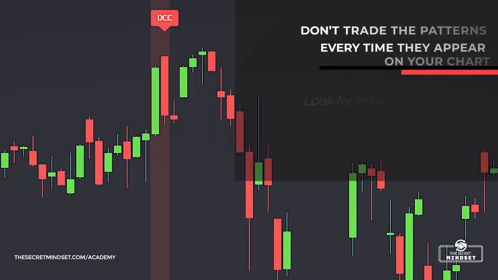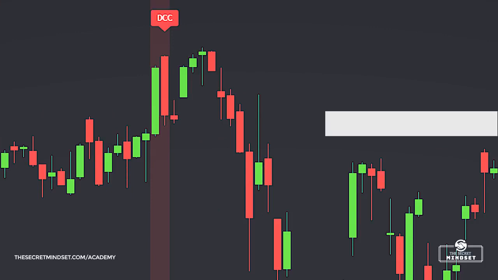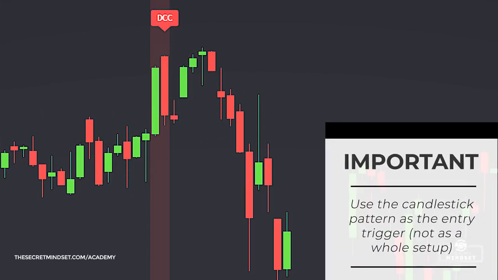When trading any candlestick pattern, you want to see the context for its formation. This means whether there is any chart pattern that forms during this time, or whether there are any support or resistance levels that make sense for its formation. As with any candlestick pattern, you only want to trade it with a trade setup. Then use the candlestick pattern as an entry trigger.